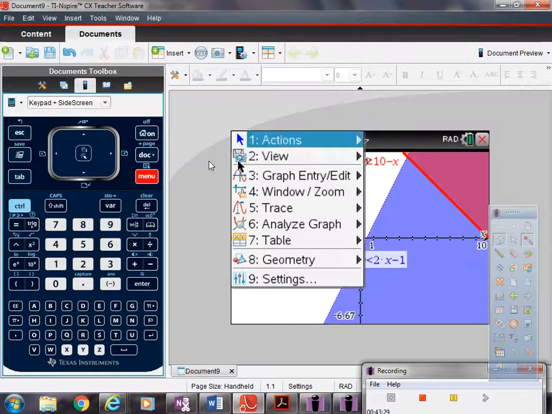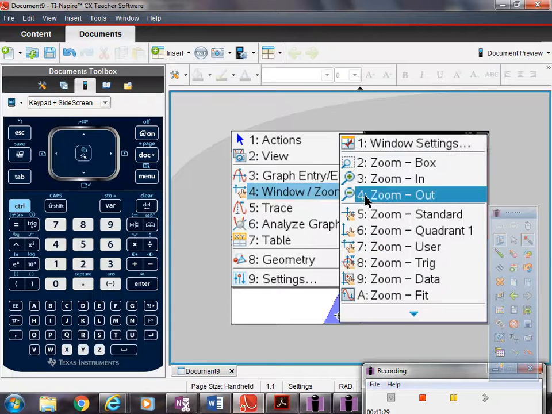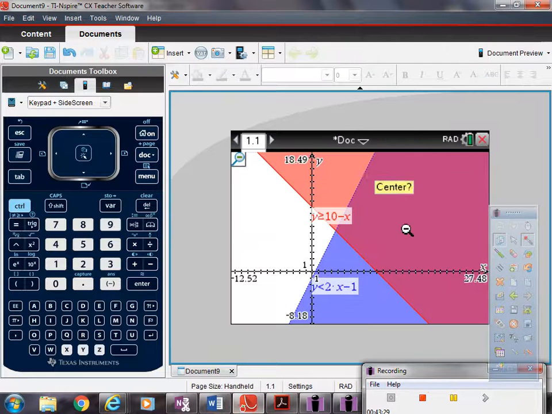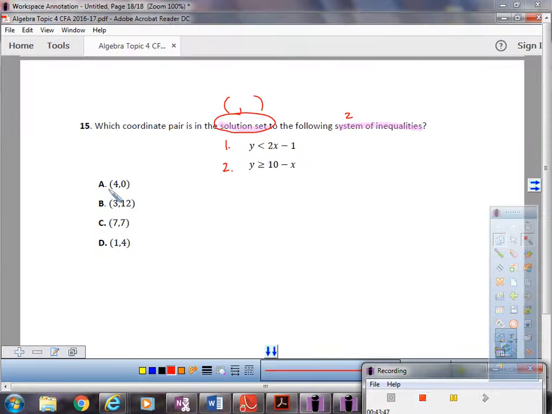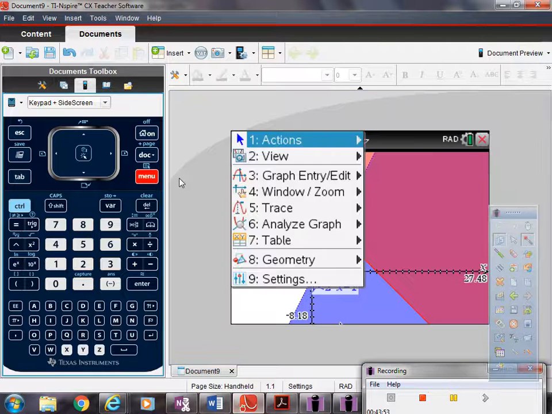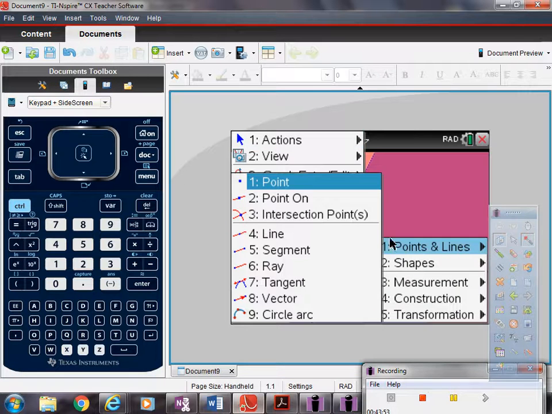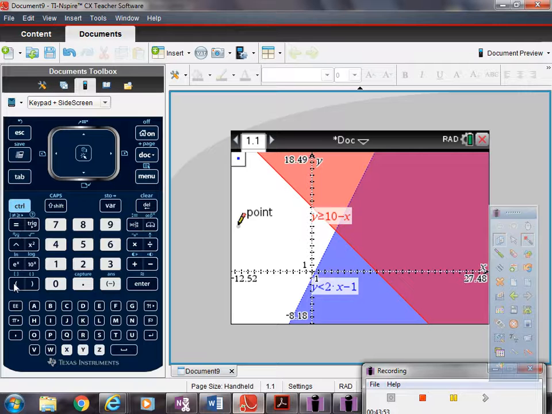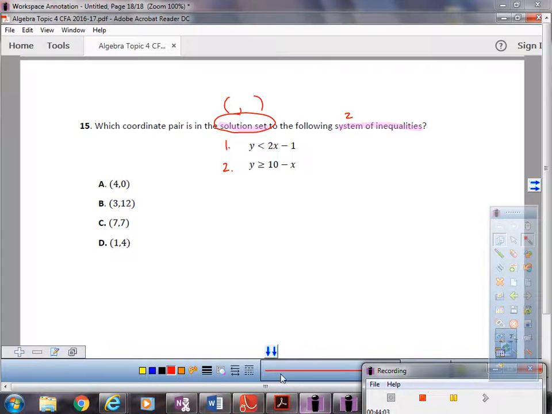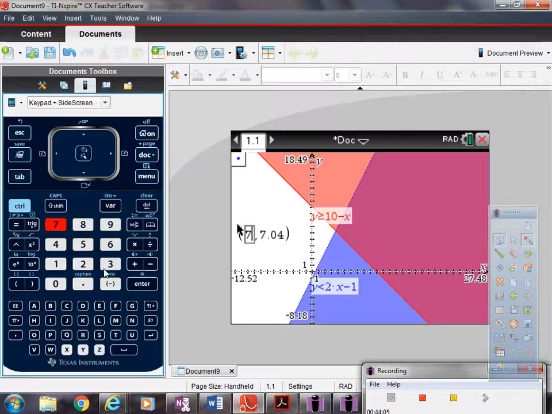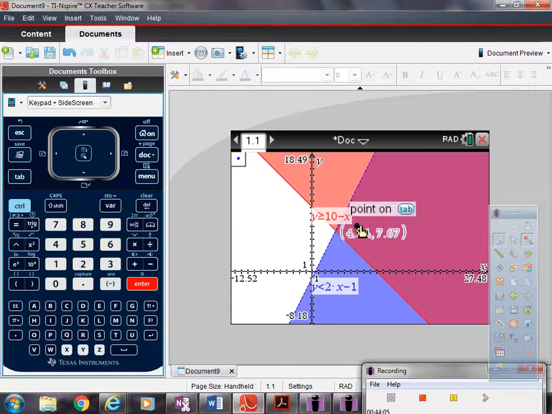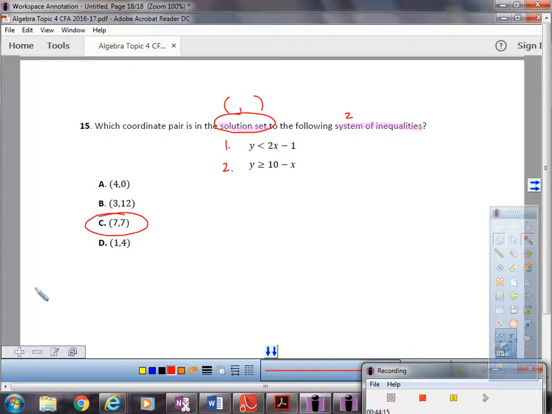Now I probably would zoom out of that so I can see more of the graph. So I'm going to zoom out, and I'm going to click over here because I'm looking for points that will land here. So they do give you some options to choose. For number 15, the correct answer was C. So I just want you to see that all you would have to do is go to Menu, go to Geometry, go to Points, hit the open parentheses, type in C, which is 7, 7. So 7, enter, 7, enter. And you can see that that point ended up in the overlapping shaded area. Remember the purple area. So the correct answer there was C.